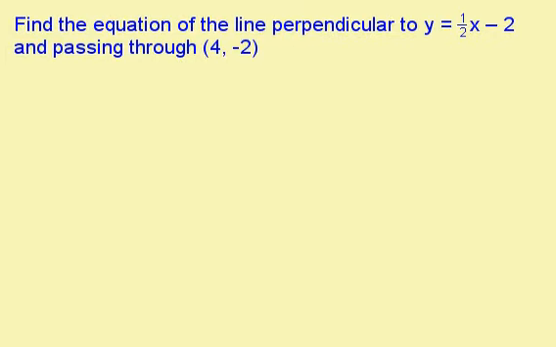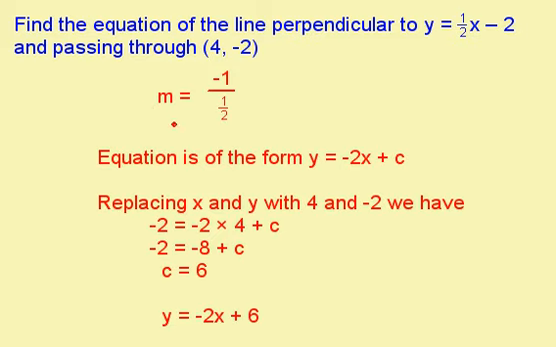Here's a second question. This time, you're asked to find the equation of the line which is perpendicular to this line. Press pause and have a go at it. When you're ready for the answer, press play. We know that the gradient is going to be minus 1 over 1/2. There are 2 halves in 1, so the gradient is minus 2. I can then use the point on the line, 4, minus 2, to work out that the equation is y equals minus 2x plus 6.